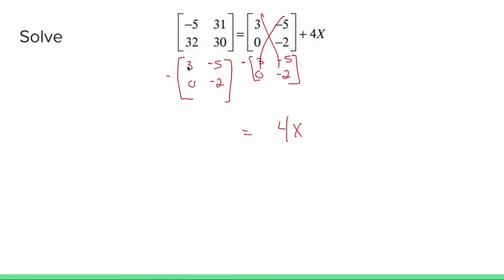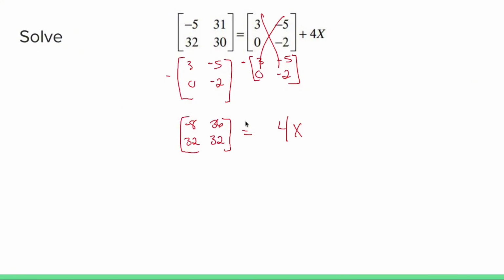Negative 5 minus 3 is going to, by the way, we're allowed to do this. 2 by 2 minus a 2 by 2 is a 2 by 2. Negative 5 minus 3 is negative 8. 31 minus negative 5 is 31 plus positive 5, which is 36. 32 minus 0 is 32. And 30 minus negative 2 is 30 plus positive 2, which is 32.